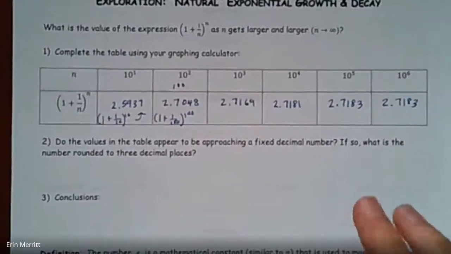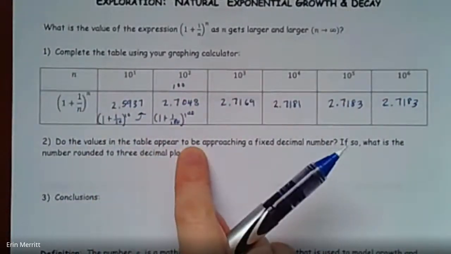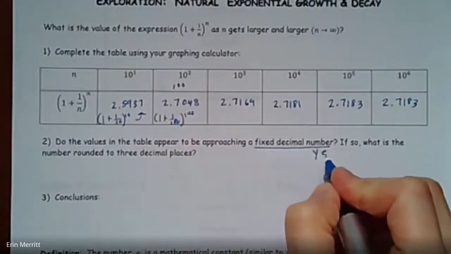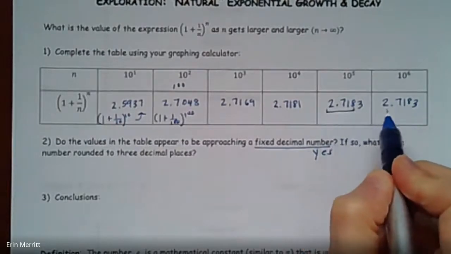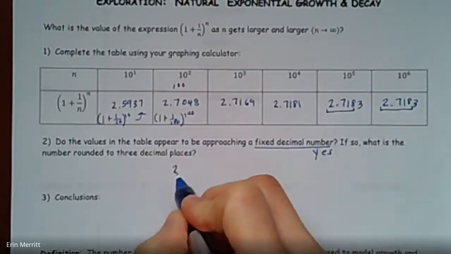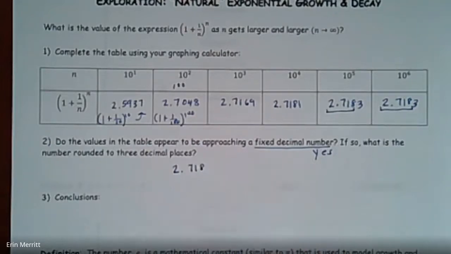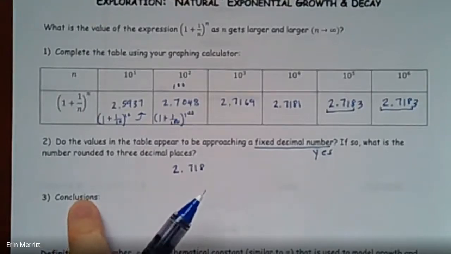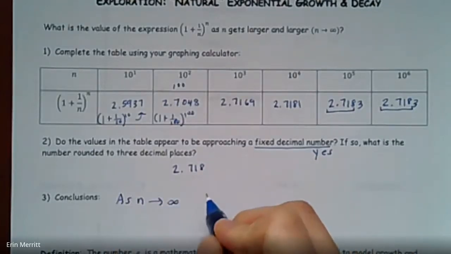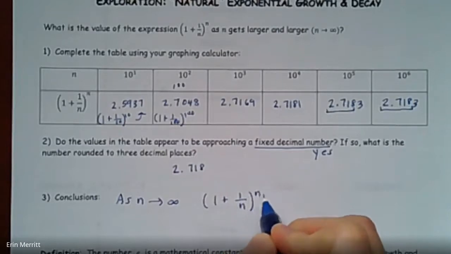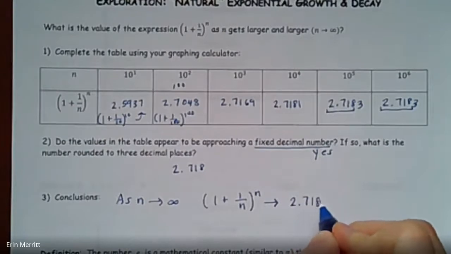So when it says, do the values in the table appear to be approaching a fixed decimal number? Well, yeah. If so, what number is it rounded to 3 places? Well, these last few match to 3 decimal places, and that's 2.718. So the conclusion is, as the n value got bigger and bigger and bigger, the value of 1 plus 1 over n raised to the nth power starts getting closer to this value 2.718, which is known as e.